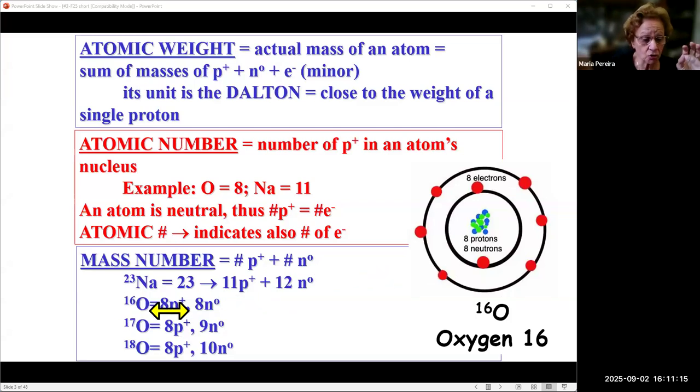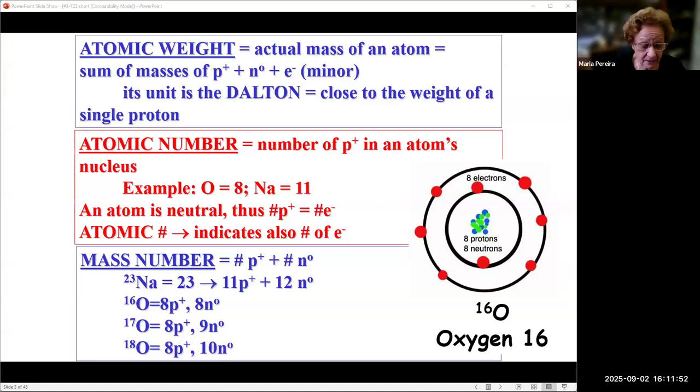The number of protons in an atom is always the same. Let's say oxygen has 8 protons. So the atom of oxygen always contains 8 protons. But the number of neutrons can vary. That means, as you can see here, that this atom of oxygen, oxygen 16, contains 8 protons and 8 neutrons. But oxygen 17 contains 8 protons, but now 9 neutrons.